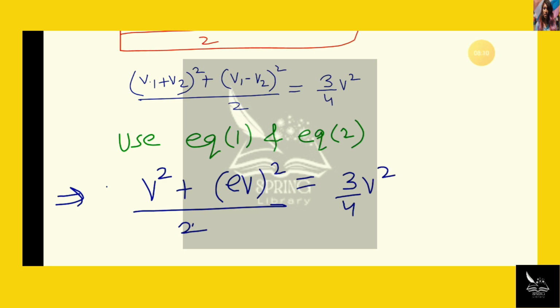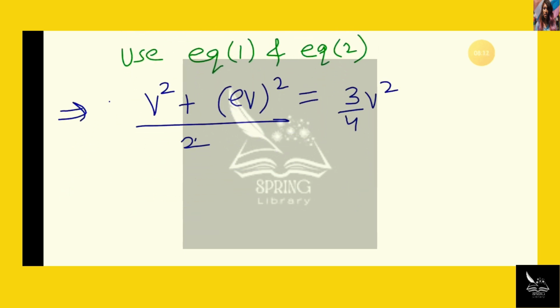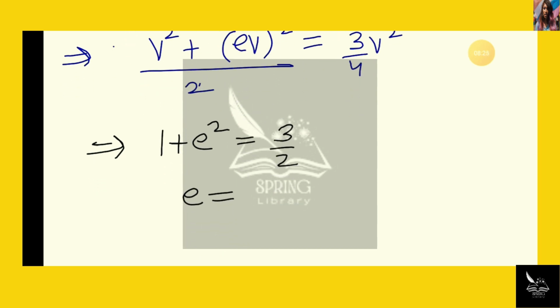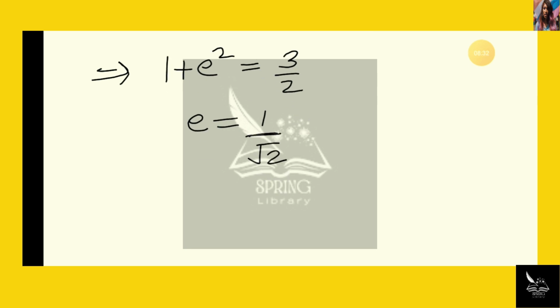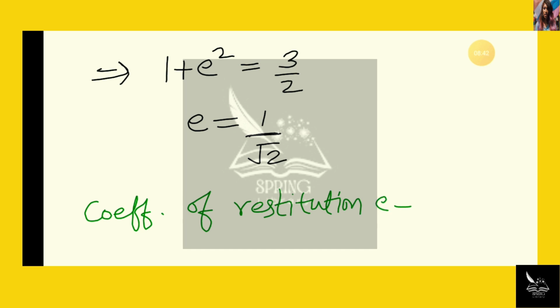So now simplify it, then I will get the result 1 plus e square is equal to 3/2, or I can say that e will be equal to, after solving, e, that is coefficient of restitution, will be equal to 1 over square root of 2. So I have got the answer, coefficient of restitution e is equal to 1 over square root of 2. So I have solved the question completely. Thank you.